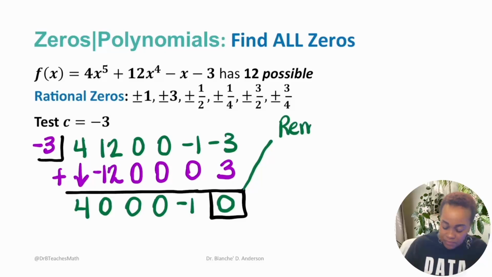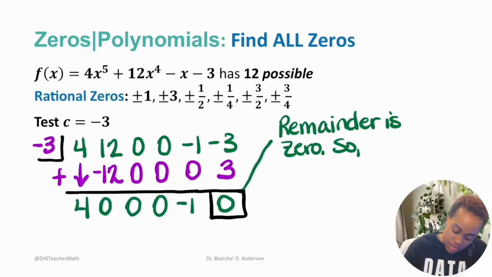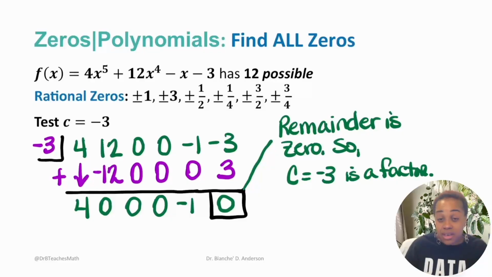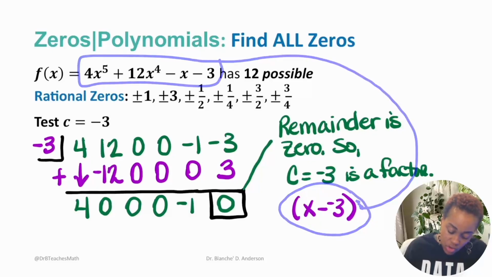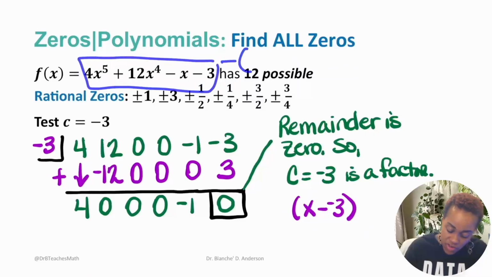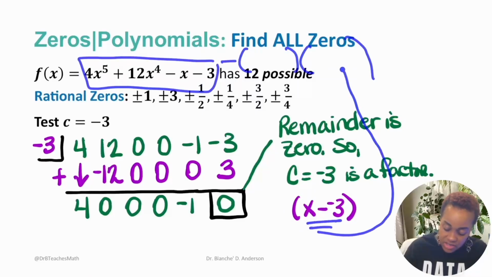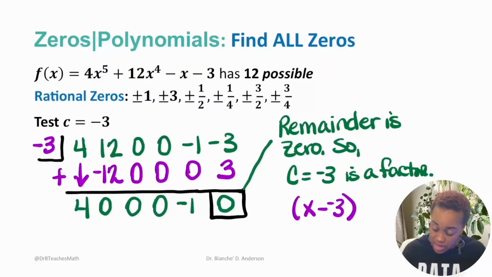So our remainder is 0. So C equals -3 is a factor. And because C equals -3 is a factor, we can write it as x minus C. Remember, it said write it as x minus C on the factor theorem. So that means this is one of the factors of this polynomial. If we were to factor this polynomial, it's saying that this is going to be one of them, and we're happy.